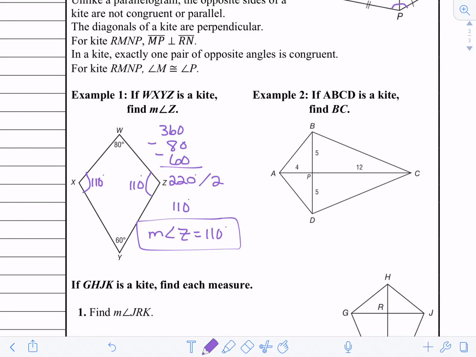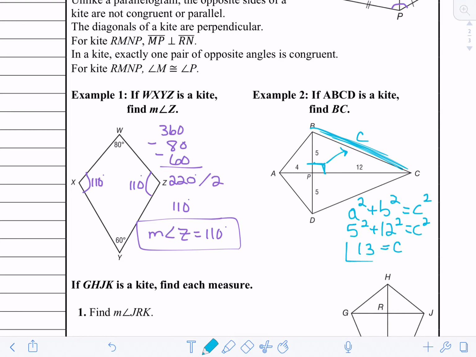Okay, the next one, if ABCD is a kite, find the length of BC. So they are wanting us to find this length right here. The thing is, I know I have a right angle, and so we can do the Pythagorean theorem. So we would have a squared plus b squared is equal to c squared. Again, across from the right angle, the hypotenuse is always the c. So 5 squared plus 12 squared is equal to c squared. This is actually a Pythagorean triple. So if you know it, you know it. If not, you can solve for it. C will come out to be 13. So when it's asking for BC, BC would be equal to 13.